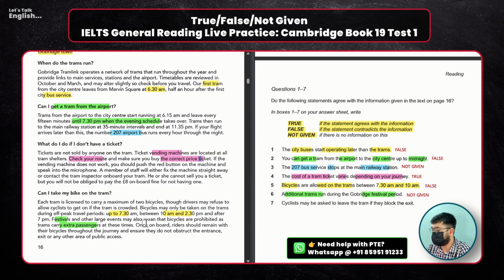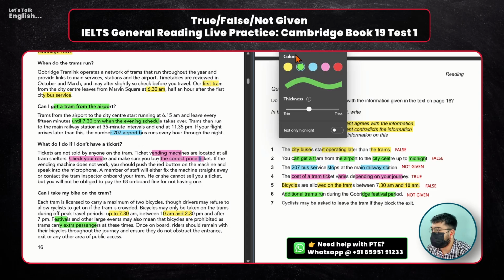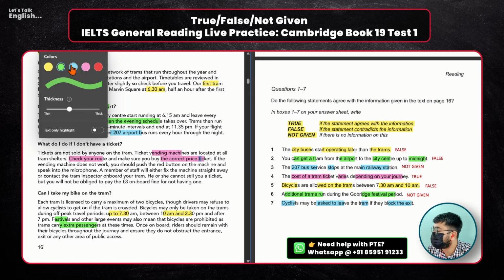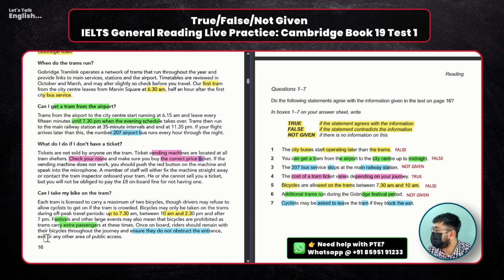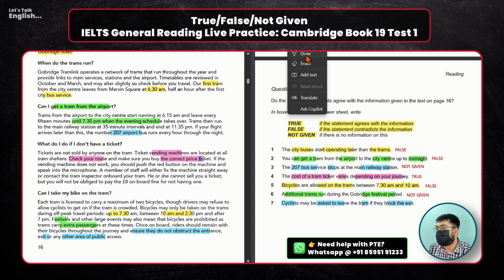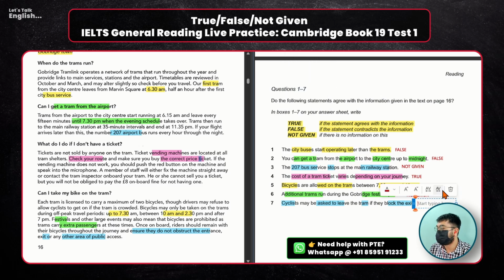Okay, last one, and just one big chunk of sentence left. Okay, cyclists may be asked to leave. निकलो यहाँ से, right? If they are blocking, होगा थोड़ी ना यार, it's not India, right? Once on board, riders should remain with their bicycles throughout the journey. They should not obstruct the entrance, exit. But क्या उनको निकाला जाएगा? Will they be thrown out? It's not mentioned, and if it is not mentioned, it is not given.